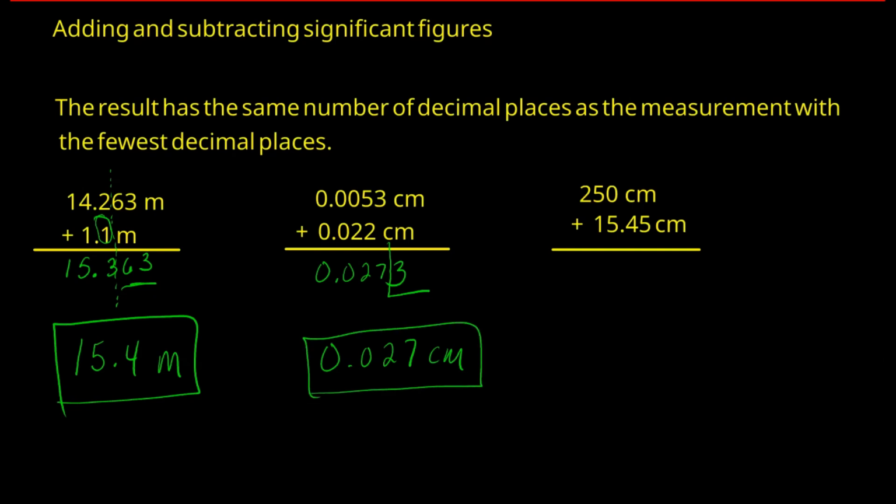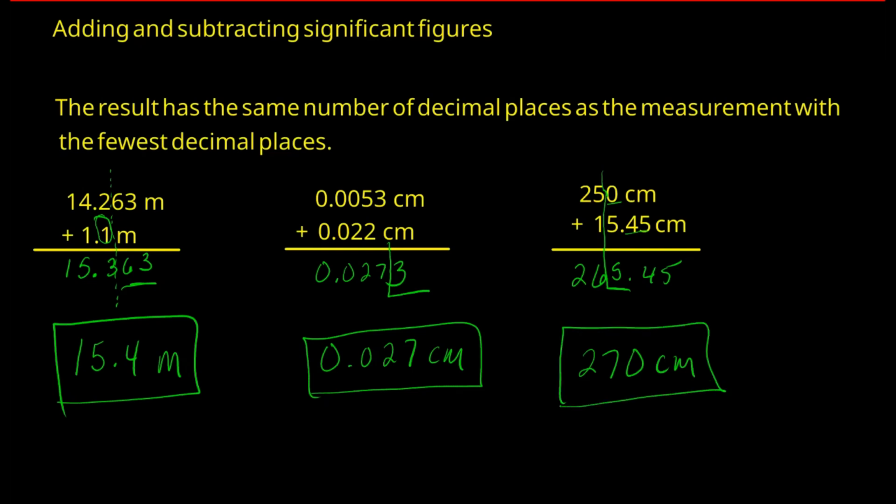And the last one over here, if I were to add these, I would get 265.45 centimeters. All right. This has 2 decimal places. This has 0 decimal places, and it doesn't have a units place either. So I'm going to have to round off to here. Yes, here. Okay, so when I round this off, it will be 270 centimeters.